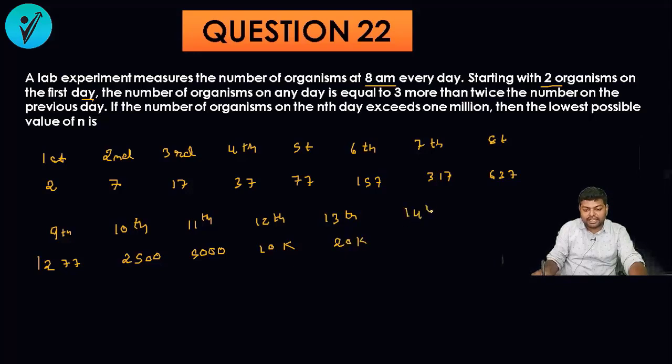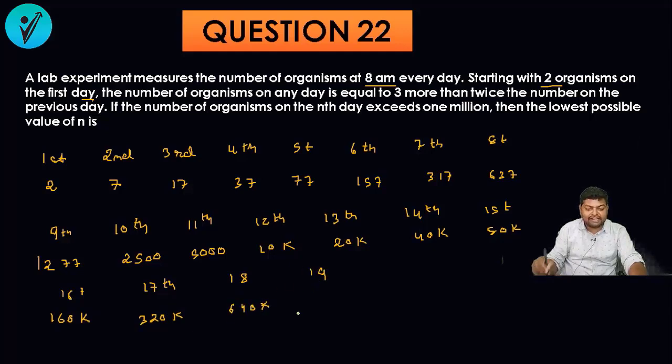On the 14th day it will be 40k approximately. On the 15th day it will be 80k approximately. On the 16th day it will be 160k approximately. On the 17th day it will be 320k approximately. On the 18th day it will be 640k approximately. On the 19th day it will cross 1 million, it will be 1280k. So on the 19th day you can see it is crossing 1 million mark.